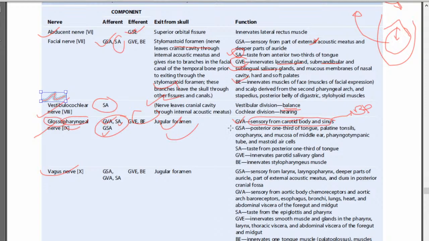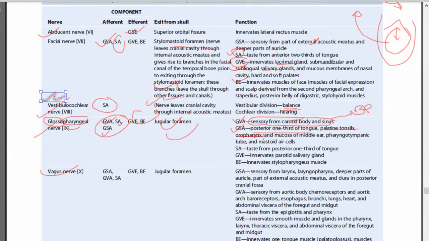There is also general somatic afferent: the posterior 1/3 of the tongue and the palatine tonsil. Okay, the taste sensation of the posterior part of the tongue, the general sensory afferent, is taken by the glossopharyngeal nerve.